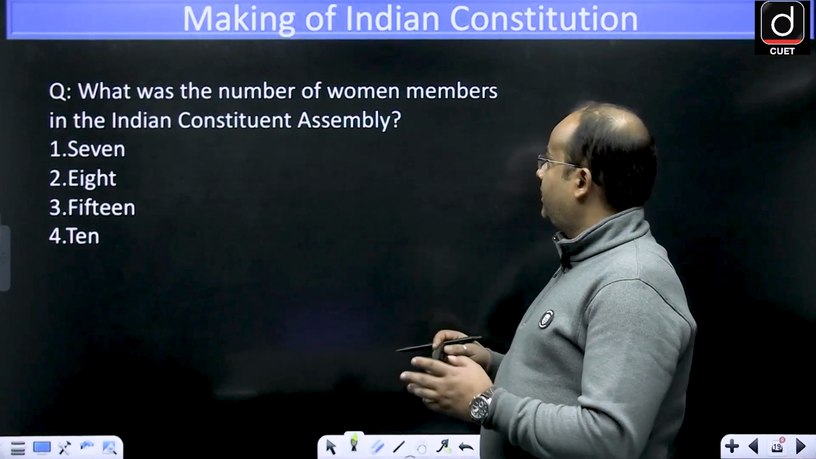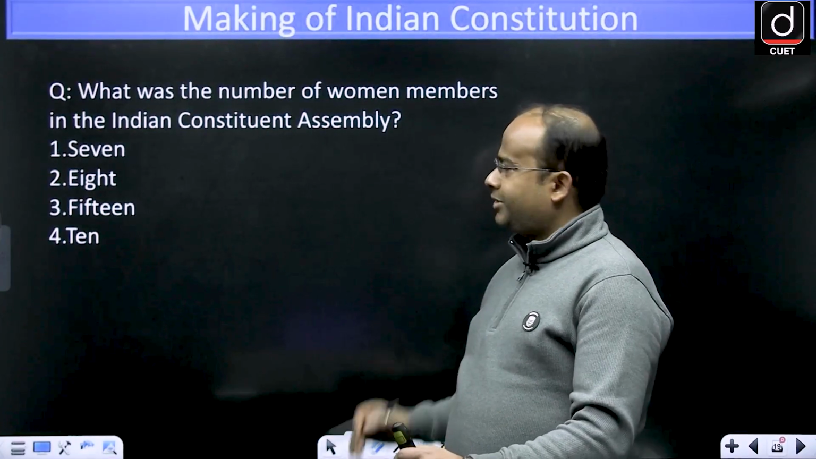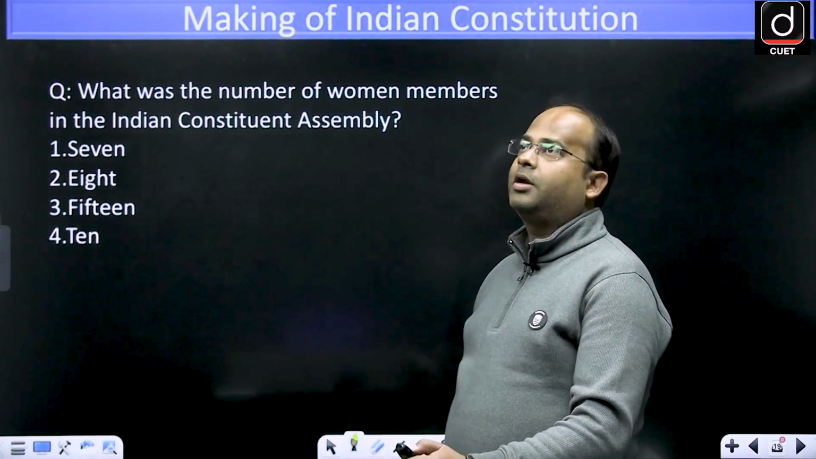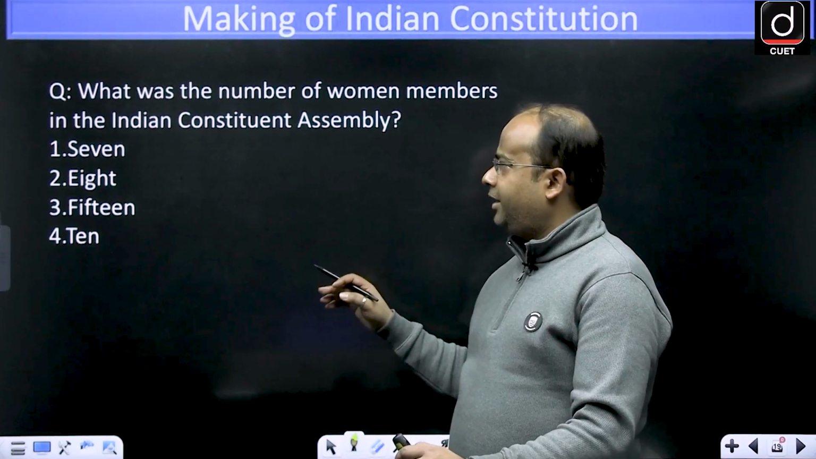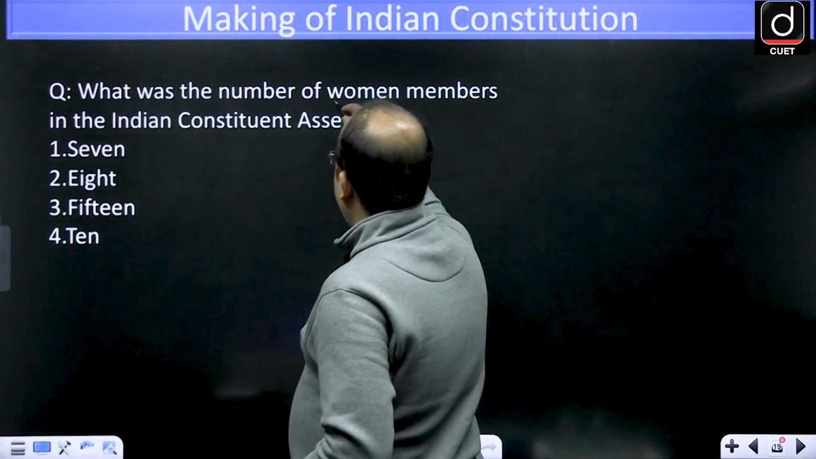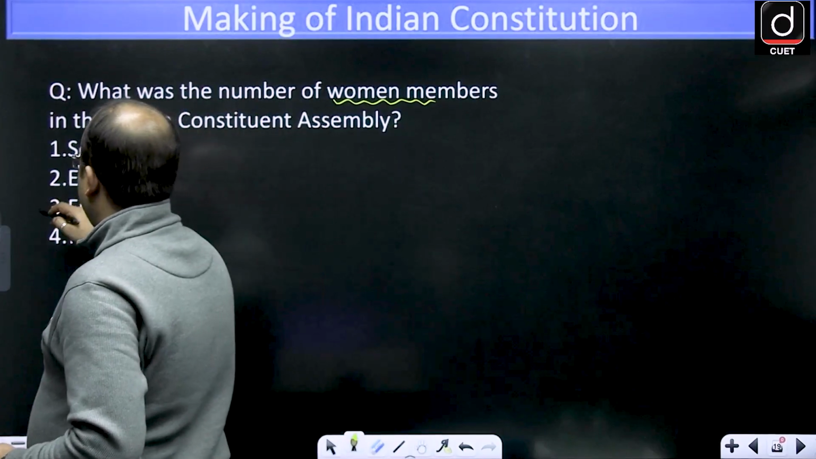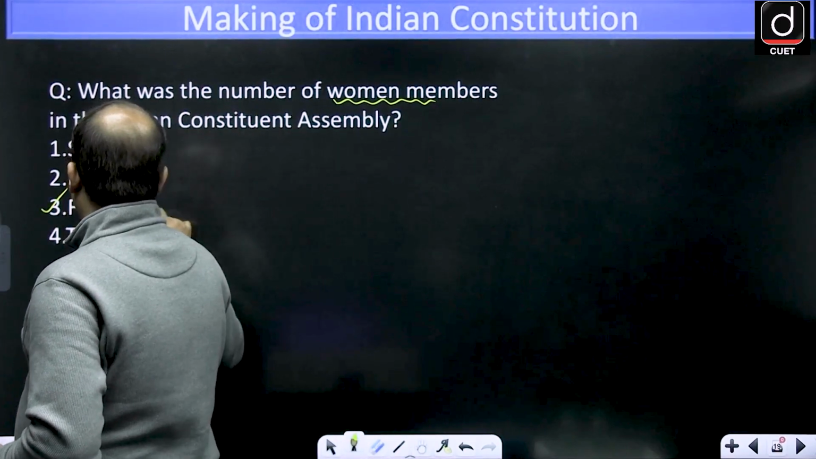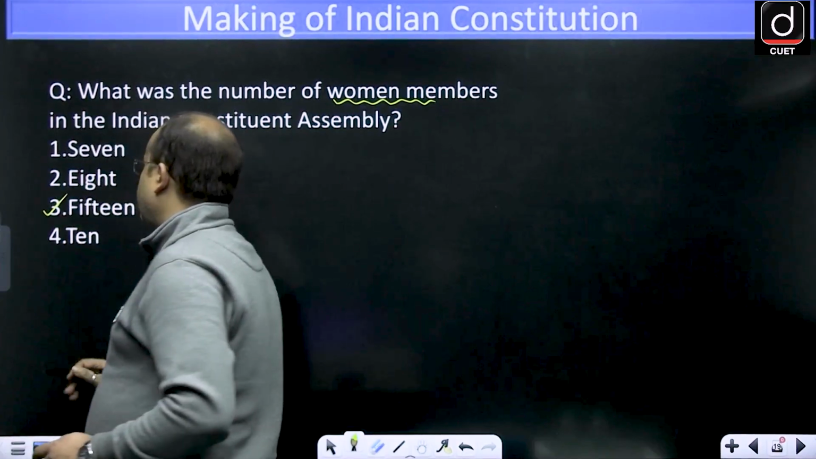Next question: what was the number of women members in the Indian Constituent Assembly? Options are 7, 8, 15 or 10. And that was 15. So the total number of female members in the Constituent Assembly was 15.